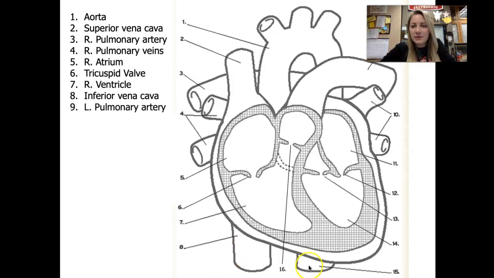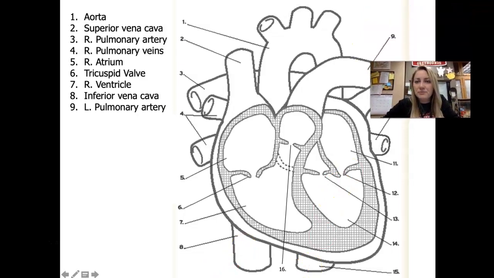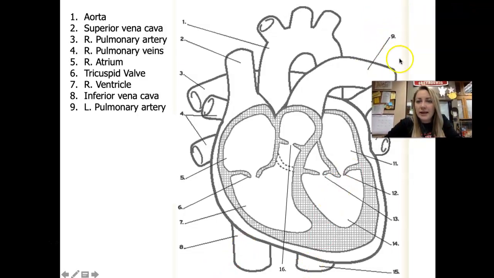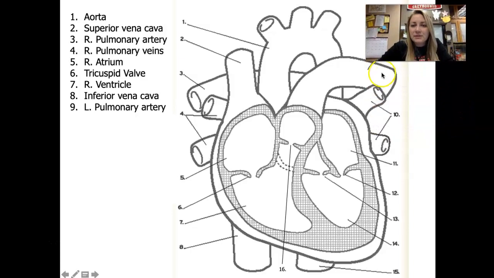Okay, then looking at my picture over here, my camera's a little bit in the way. Number 9 is labeled here, and so it is pointing at this part. This is the left pulmonary artery. So this is the pulmonary trunk, and then when they split into right and left, this is the left pulmonary artery. It is taking blood to your lungs in order to get new oxygen on it.